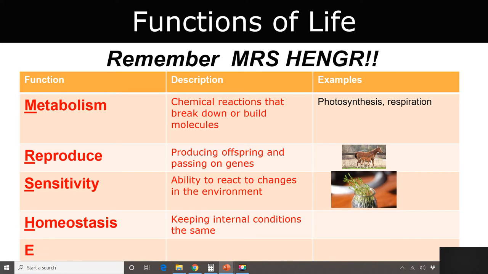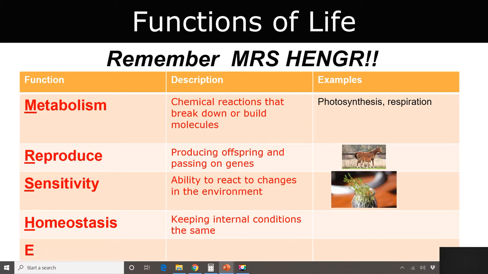So the H is homeostasis. I know that's a weird word, and basically all it means is keeping conditions the same. Right now you have homeostasis of water in your body. If you drink too much water, you'd have to pee. So it's keeping the water levels in your body the same. If you got too warm, you would probably sweat, and then you'd want to drink more to rebalance the water in your body.